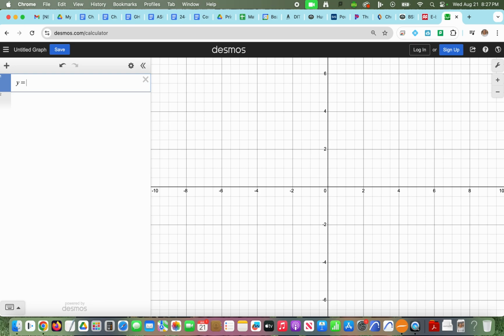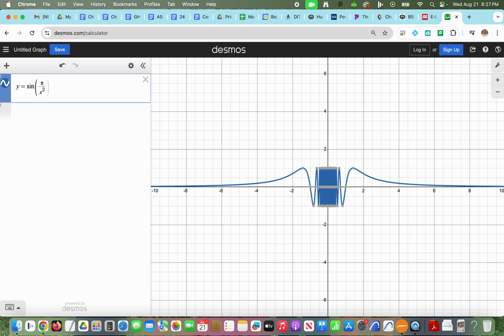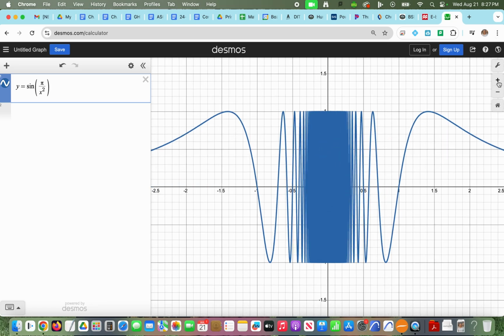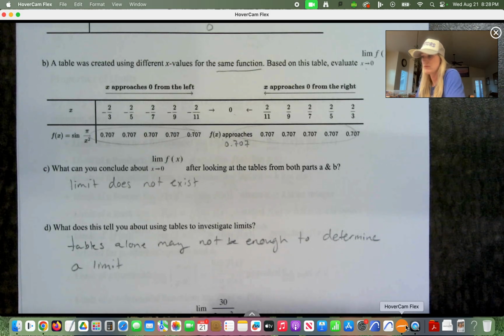So we have y equals sine of pi over x squared. So in this one, you guys can kind of see the graph already has formed over here. And if I start to zoom in, so basically it gets tighter and tighter and tighter, but what this is, it's oscillating back and forth. So it's never approaching a single value. It's constantly bouncing back and forth. So that's why the limit does not exist. So using the graph with the table can be a really useful tool, okay?